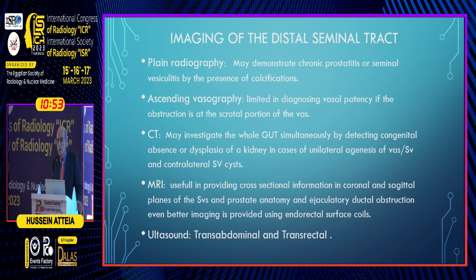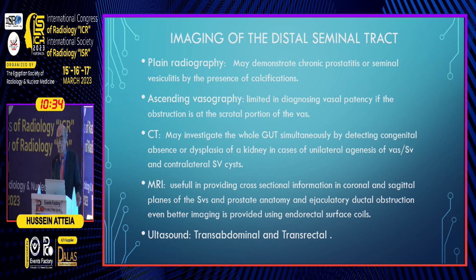Ascending vasography is only limited to diagnosing vasal patency if the obstruction is at the scrotal part, meaning proximal, not distal. Now, CT may investigate the whole GUT, and you could see simultaneously the kidneys, absence or presence of both kidneys, with absence or presence of seminal vesicles and vas deferens.